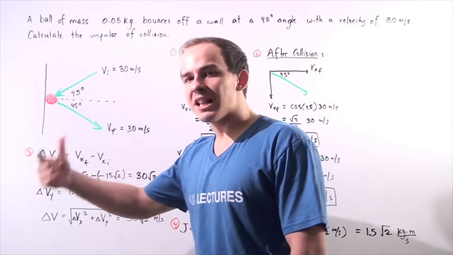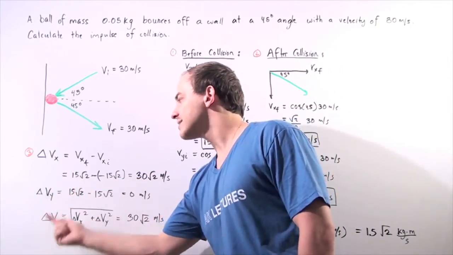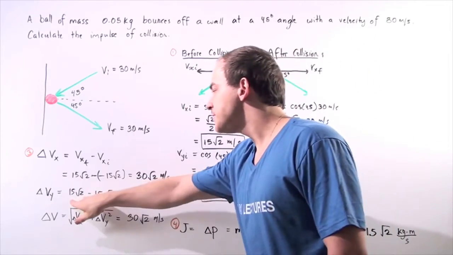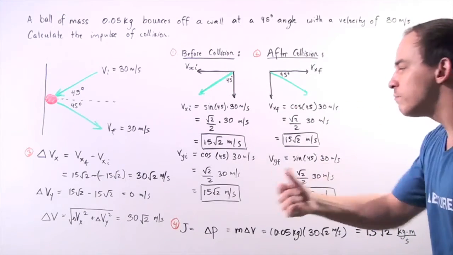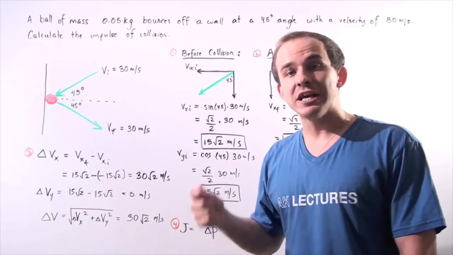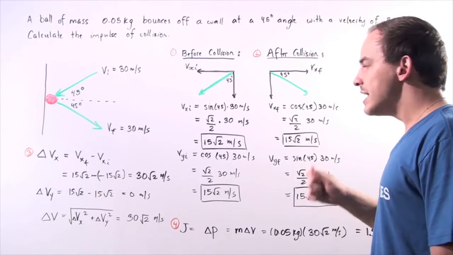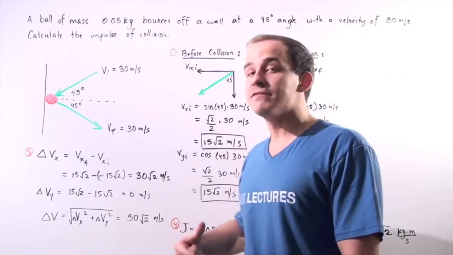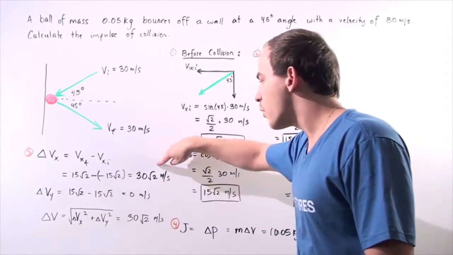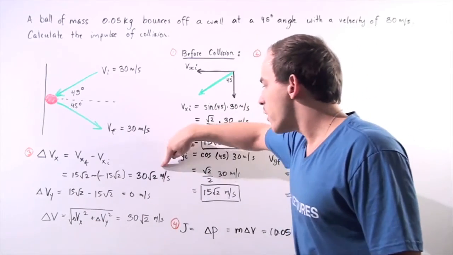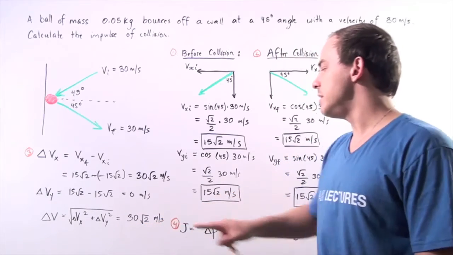Now notice we have a slightly different situation taking place along the y-axis. The change in velocity along the y-axis is 15 radical 2 minus 15 radical 2 because they point in the same direction. So they're both positive. And we get a change in velocity along the y-axis of 0 meters per second. So now if we want to find the change in velocity, we simply have to take the square root of the sum of the squares of these values. So the square of this plus the square of this simply gives us 30 times radical 2 meters per second.